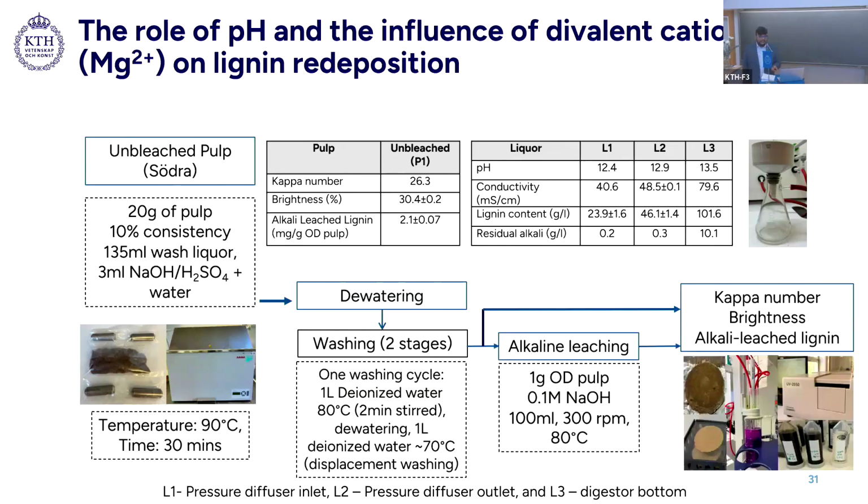And then alkaline leaching of the pulp was also performed with 1 gram of OD pulp, which was suspended in an alkaline solution of 100 ml at 80 degrees Celsius. And then kappa number, brightness, and alkali leached lignin were analyzed in this study.